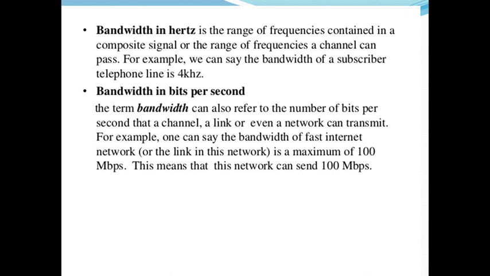That is, the bandwidth can also refer to the number of bits per second that a channel, link, or even a network can transmit. For example, one can say the bandwidth of a fast internet network is a maximum of 100 Mbps. This means that this is the maximum data that can be sent into the network during a certain period.